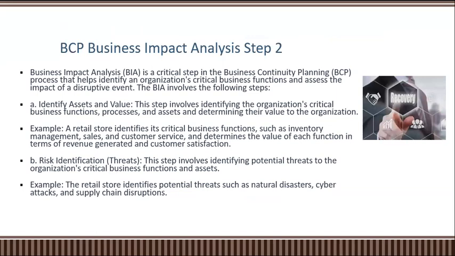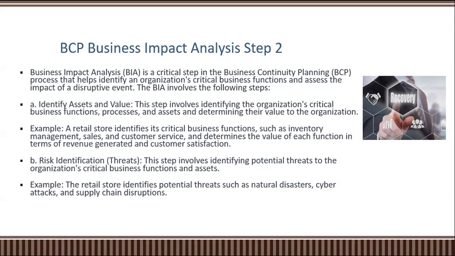Next, the business impact analysis is a critical step in the business continuity plan process that helps identify an organization's critical business functions and assess the impact of a disruptive event. The BIA involves the following steps. Identify assets and value. This step involves identifying the organization's critical business functions, processes, and assets, and determines their value to the organization. Example, a retail store identifies its critical business functions, such as inventory management, sales, and customer service, and determines the value of each function in terms of revenue generated and customer satisfaction.